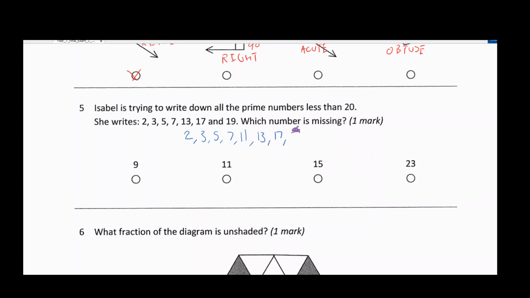Okay, so let's have a look at the prime numbers less than 20. 9 has a factor of 3. 3 times 3 is 9, so that doesn't work. 11 is the correct answer. 15 has factors 3 and 5, so that doesn't work. And 23 is greater than 20. So nope, it's not that one. So it's this one here.